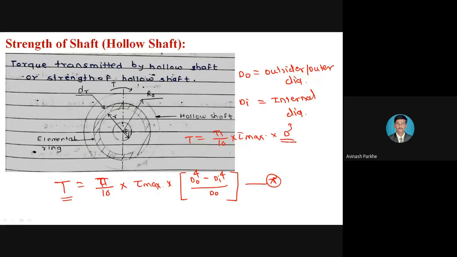But in case of a hollow shaft, as two diameters are present, this pi by 16 into tau max is common, but the next term is do raised to 4, means outside diameter raised to 4, minus di raised to 4, means minus internal diameter raised to 4, divided by do, means outer diameter only. So by using formula number 1 and formula number 2, I can directly check the torque transmission of the solid shaft and the hollow shaft. Means we are checking the strength of the shaft.